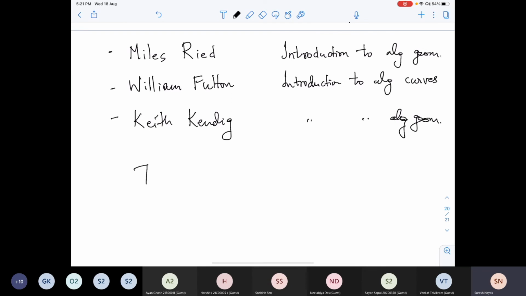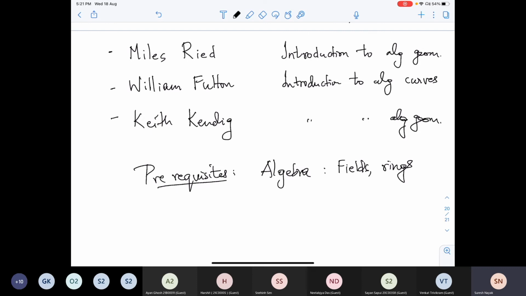And so prerequisites would be basically some courses in algebra. So fields, rings, quite a bit of rings is needed and a little bit of topology.